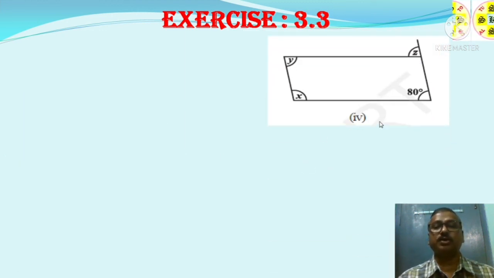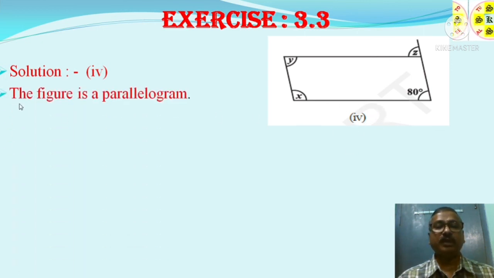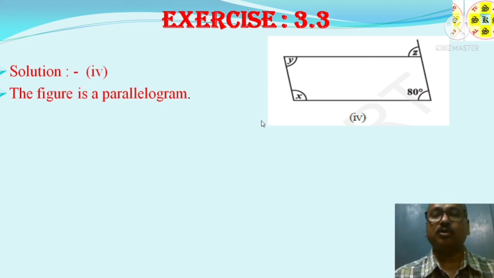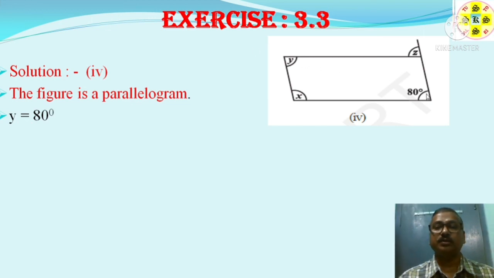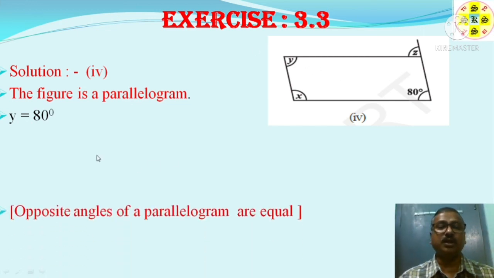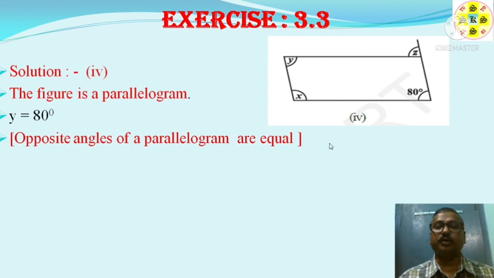Now this is question number 4, that is 2 part 4. The figure is a parallelogram. This is one angle given. Now in a parallelogram or rhombus, if one angle is given, we can find the remaining angles. So now this is 80 degrees. x, y, z, z is exterior, we have to find the remaining angles. So y equals 80, opposite angles. If this is 80, this is also 80. Opposite angles of a parallelogram are equal.